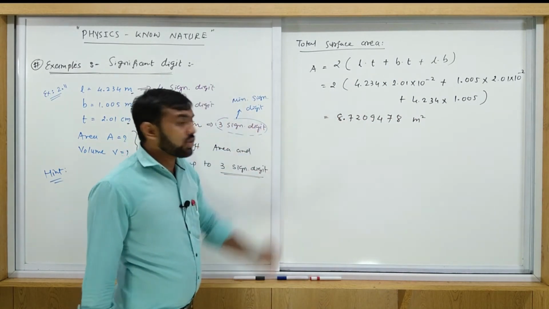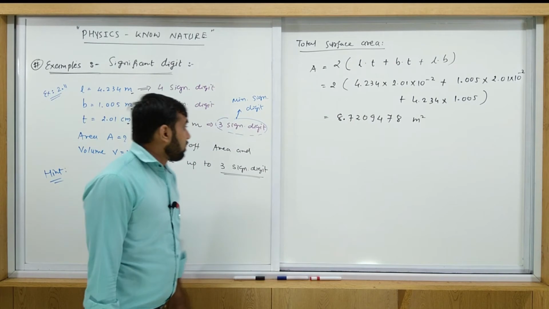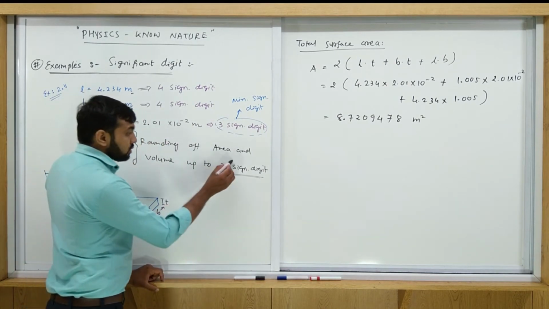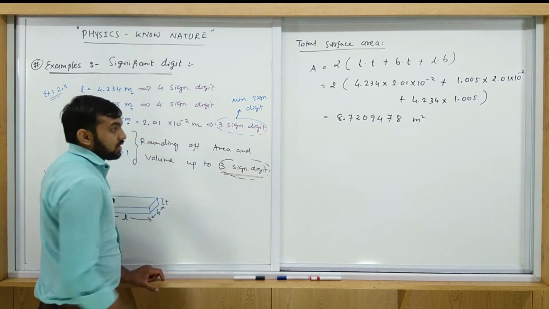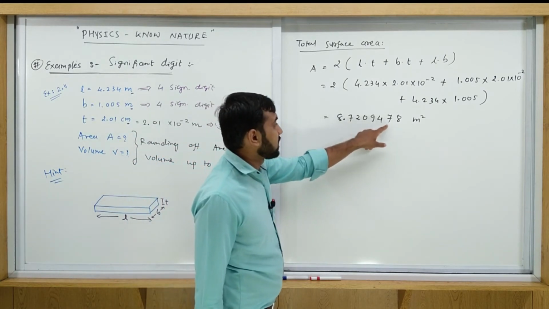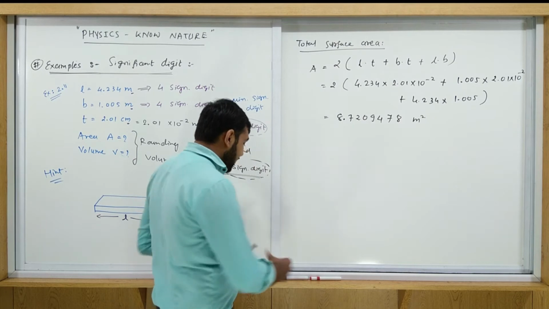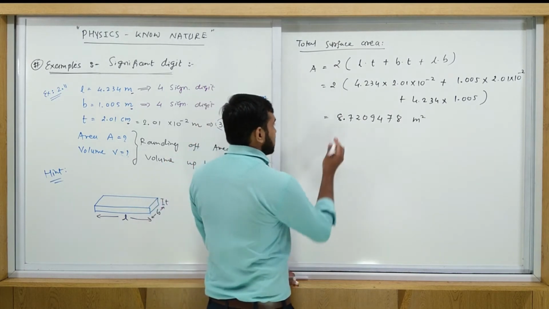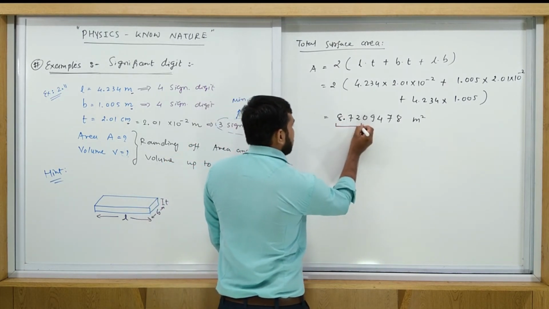But is this answer correct or not? We should write this answer up to 3 significant digits. How many significant digits does it have? 1, 2, 3, 4, 5, 6, 7, 8. So you write the answer up to only 3 significant digits, so rounding off up to 3.